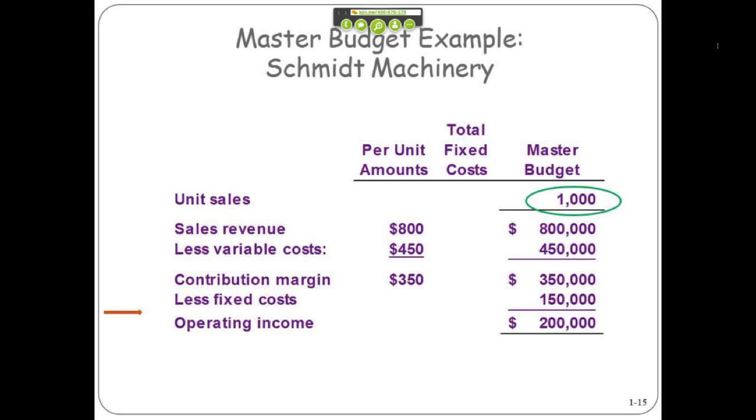Let's stick with Schmidt, the company we started with for this chapter. This is their master budget. They expected to sell 1,000 units. They expected that each unit would sell for $800 per unit. So they expected $800,000 in this period. They expected the sum of the variable costs to be $450,000, giving them a contribution margin of $350,000 or $350 per unit. Their fixed costs, just one number, $150,000. They expected a profit of $200,000 at the 1,000 unit sale level.